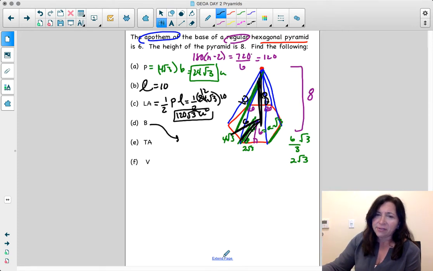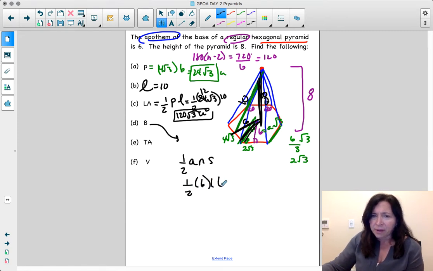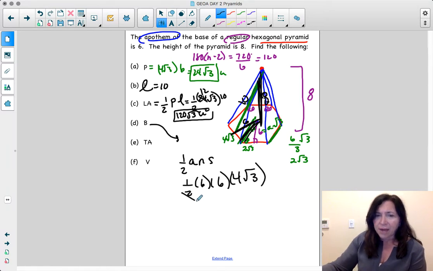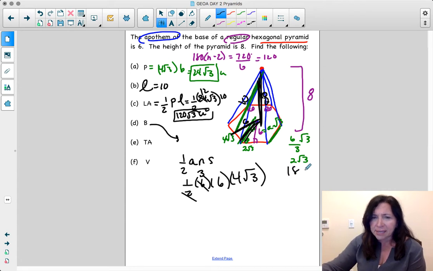Okay, so now my base area, that's the tricky part. What's the base? The base is a polygon. So the base polygon formula is 1/2 ans. It's 1/2 my apothem times the number of sides times the length of one side. So that 2 goes into one of these, that's 3. So what do we have? We have 18 times 4. Is that right? 72? Yep. So my base area, 1/2 ans, is 72 root 3 units squared. So that's my base area.